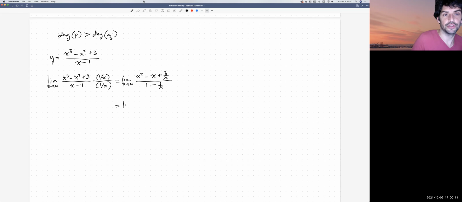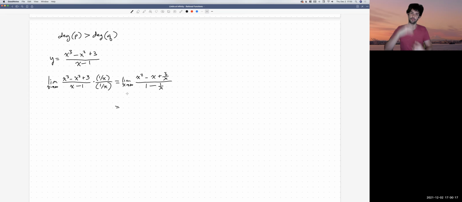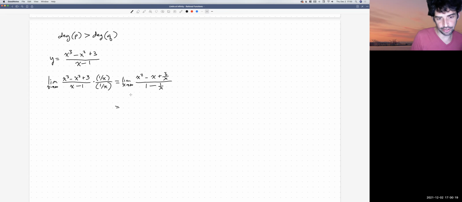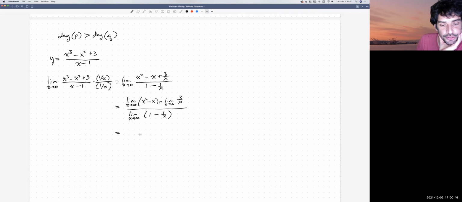All right, let's do this a little bit more carefully. So we can split the limit between the denominator and the numerator. And in the numerator, I'm going to do it this way. We can look at the limit as x goes to infinity of x squared minus x plus the limit as x goes to infinity of 3 over x. In the denominator, I'll just leave it. All right, let's go through the easy parts. In the denominator, nothing happens to 1 as x goes to infinity, and 1 over x goes to 0. So our denominator becomes 1. I'm not even going to write it anymore.